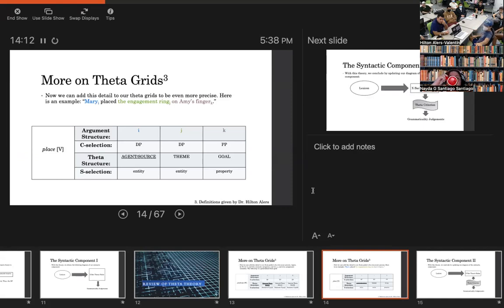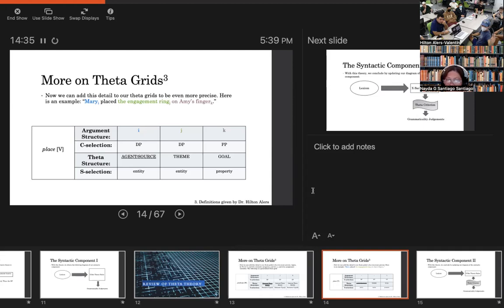Now we have to check to see if it's the right phrases. Well, it says the first one needs to be a DP, and sure enough, Mary is a DP, so we're good on that end. J needs to be a DP, and we see the engagement ring is a DP, we're good on that end. And K needs to be a prepositional phrase, and sure enough, it is, because it's headed by the preposition on.